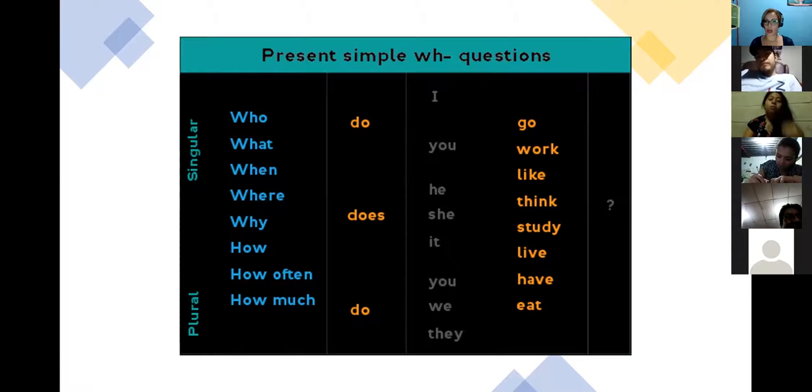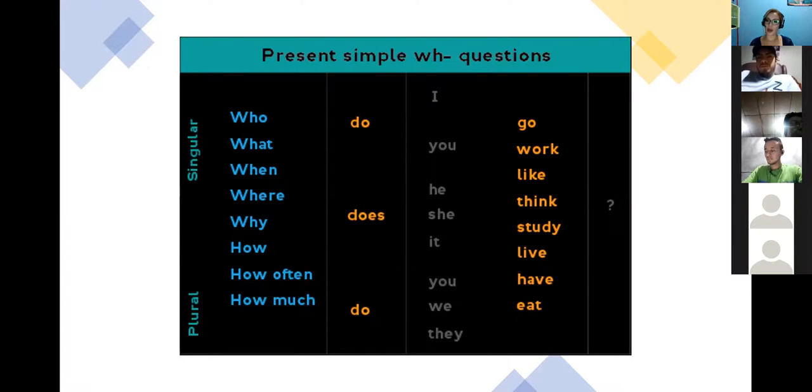Cuando la pregunta es con why, ¿cómo contestamos? Because. How? ¿Cómo? Refers to the way, to the manner, de qué forma, cómo. How often? ¿Cada cuánto? Frequency, and how much? ¿Cuánto? Por cuánto. Con cantidad. Very good, excellent.